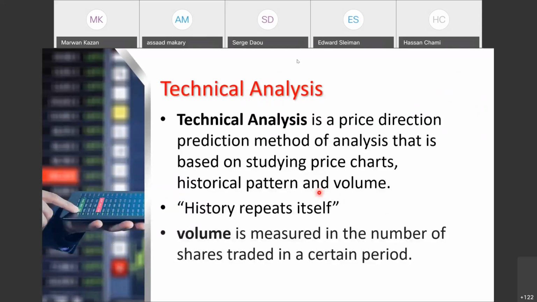Okay. So we said earlier that technical analysis is a price prediction method that is based on studying price patterns and volume. A very important rule in technical analysis is that history repeats itself. And volume, what is volume? Basically, volume measures the number of shares traded in a certain period of time. So volume today, for example, means how many shares or stocks are sold and bought today.